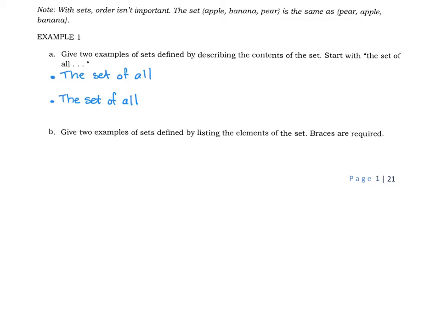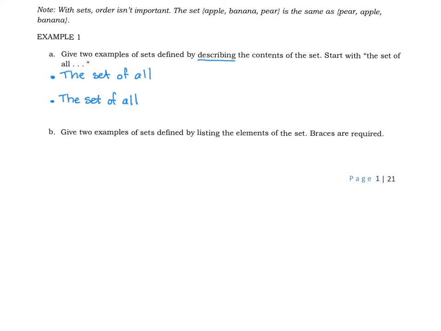Set theory examples 1 and 2. So in example 1a, it says give 2 examples of sets defined by describing the contents of the set. So we need to start with a set of all, and then we're going to describe our set. So I just have a couple examples, and then maybe you could think of some more.